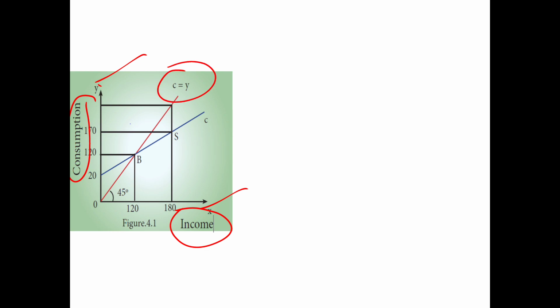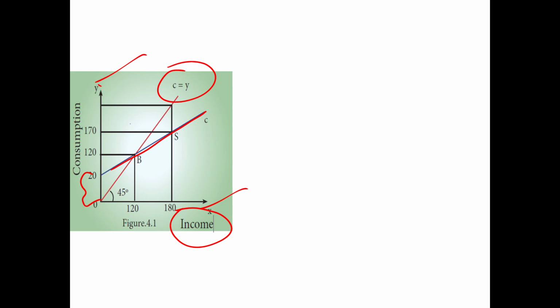Now can you see a difference here? Can you see this 0 to 20? This is called autonomous consumption. What do you mean by autonomous consumption? When people consume from their past, it is called autonomous consumption. So can you see this line? This is called the autonomous consumption line.